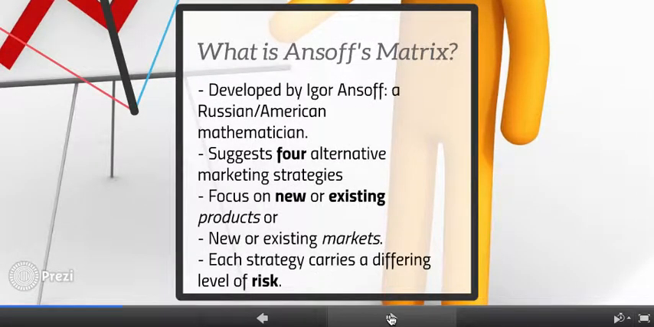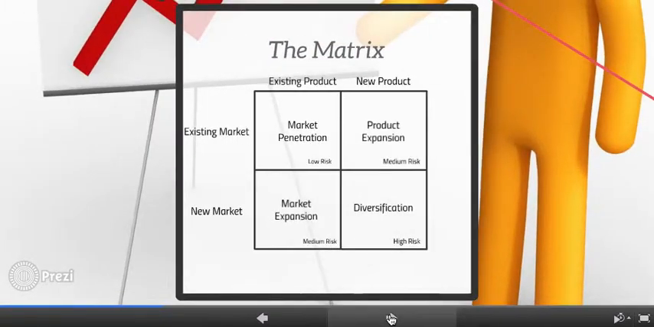Alright then. So what is the Ansoff's matrix? Well, it was developed by Igor Ansoff, a Russian-American mathematician. And what it does, it suggests four alternative marketing strategies focusing on existing or new products and markets, where each strategy bears a different level of risk. This is what the matrix looks like. And actually, at first sight, it does look sort of intimidating, but it is quite handy and simple to understand.